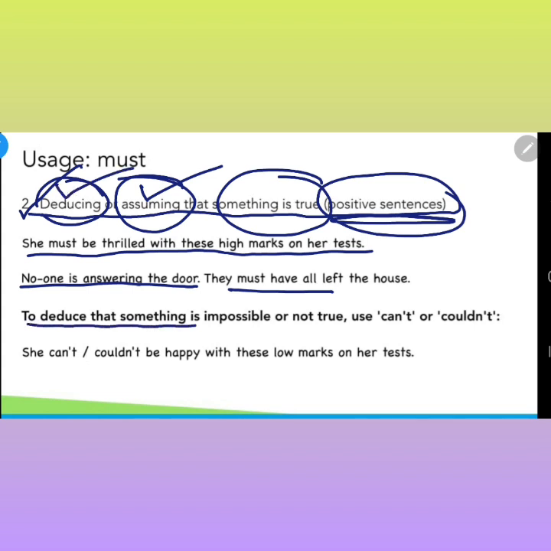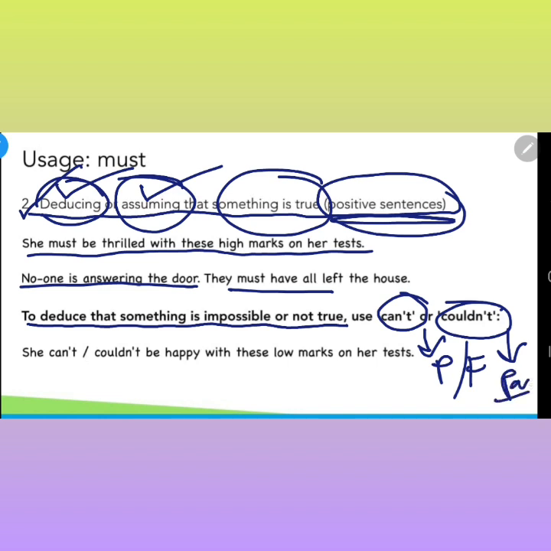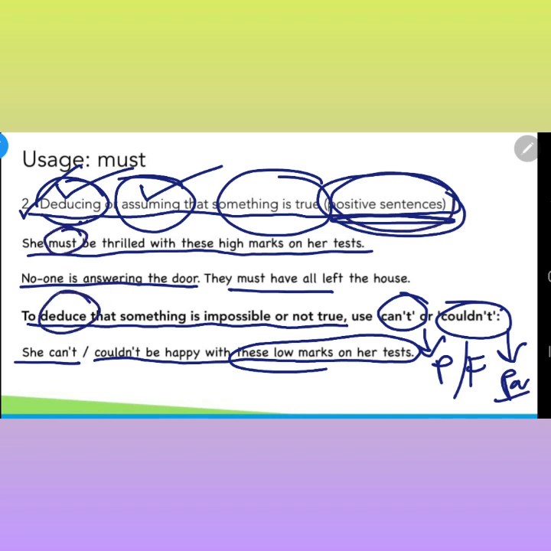And to deduce that something is impossible or not true, use can't or could not. Can't in present or future, could not in past. She could not be happy with these low marks in her tests. So, deducing or assuming in positive sentences, we use must. Deducing or assuming in negative sentences, we use can't or could not.